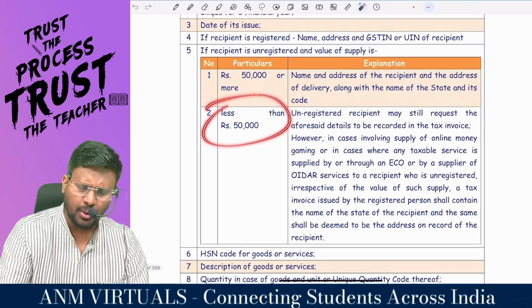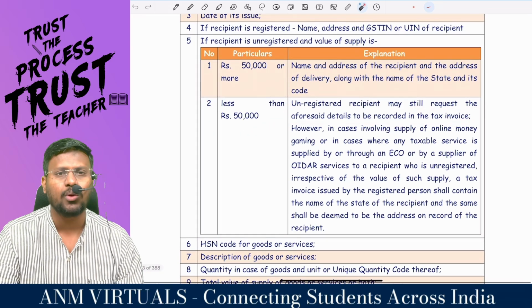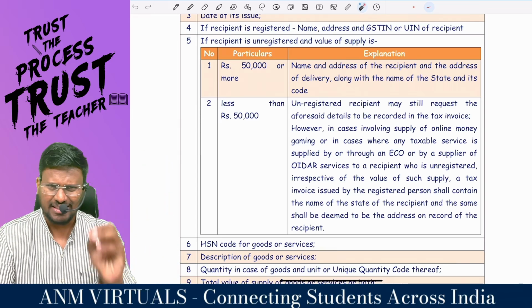Sir, if it is less than 50,000, an unregistered recipient may still request the aforesaid details to be recorded in the tax invoice. You try your level best to record all the above details in the tax invoice. It is less than 50,000.